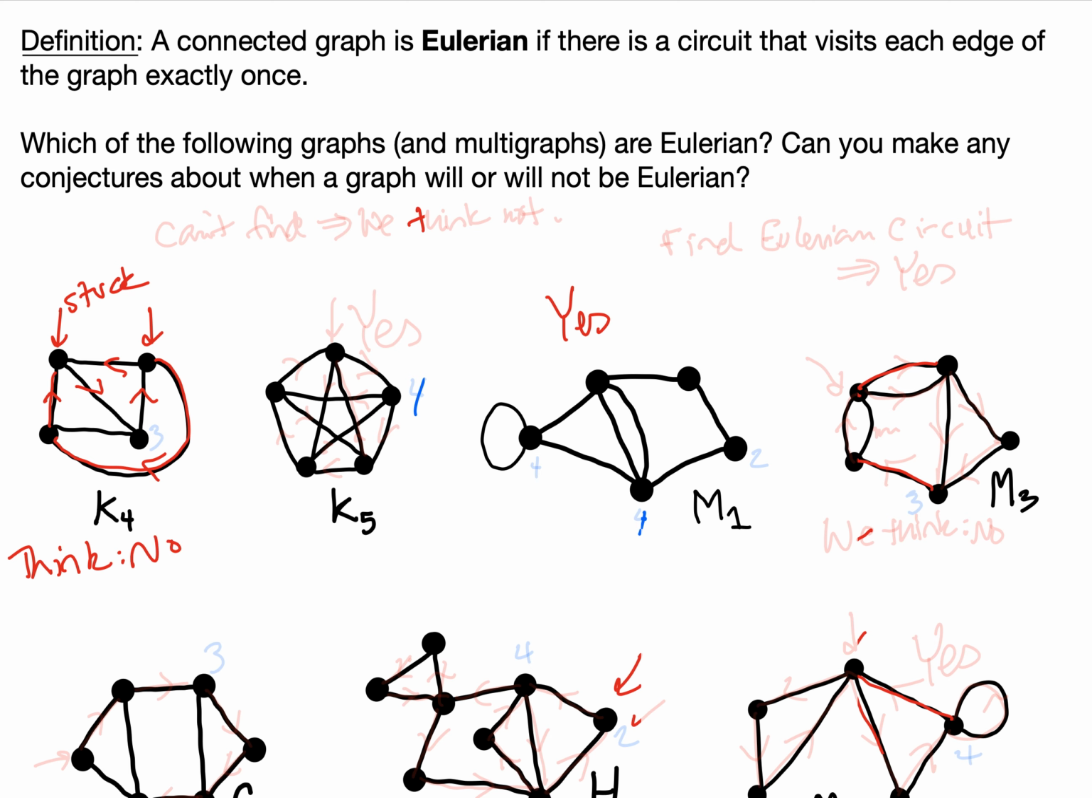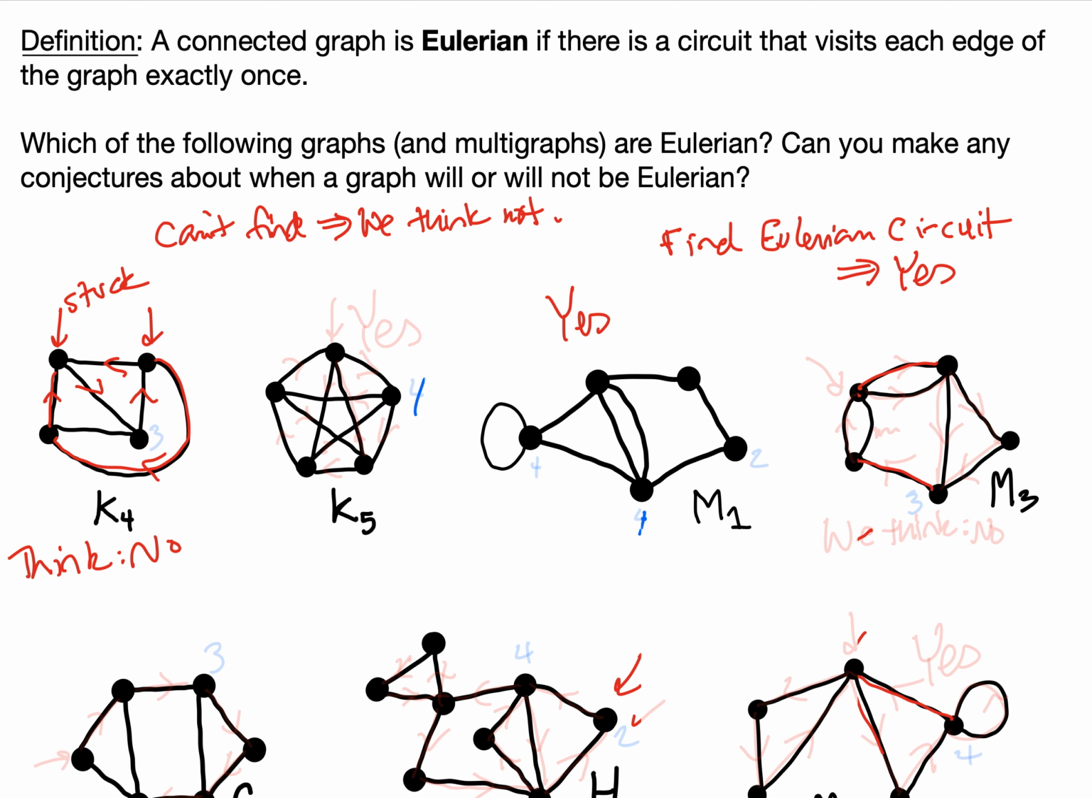So basically in all these cases, if we find an Eulerian circuit, then that tells us the answer is yes for sure. If we can't find an Eulerian circuit, that tells us we think not. But it could theoretically be the case that we tried 1 or 2 and it didn't work, but there was one that we didn't try that does work. So, okay, let's try some other ones.